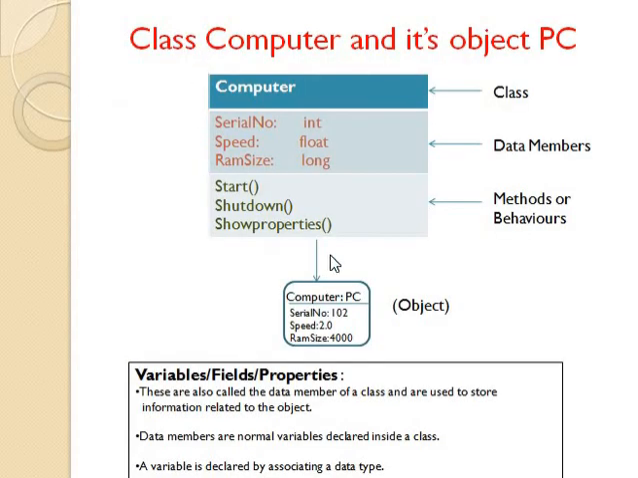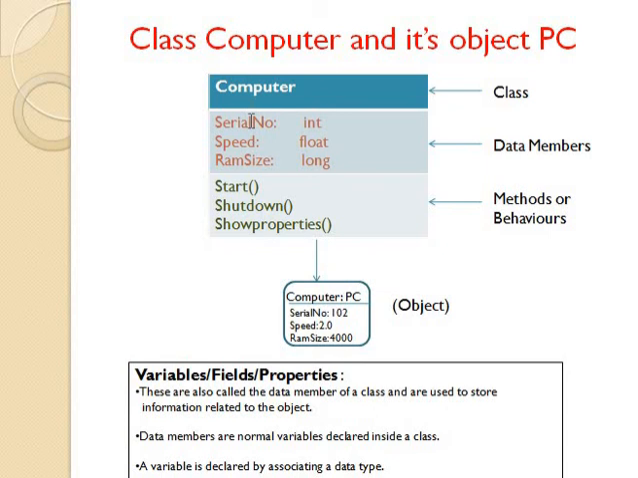Now consider this diagrammatic representation of the class called computer. This class called computer consists of three member variables or three data members. The first data member is serial no, whose type is int. The second data member is speed, whose type is float. And the third data member is RAM size, whose type is long.